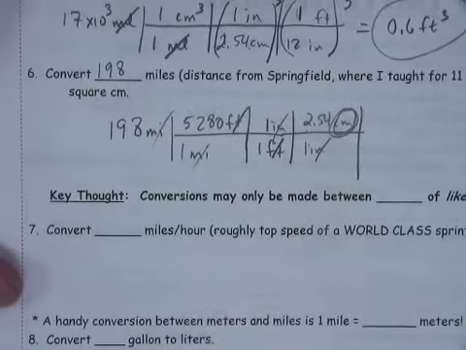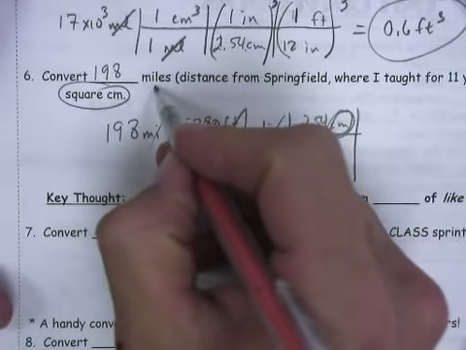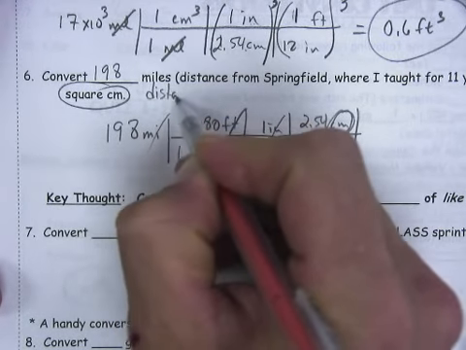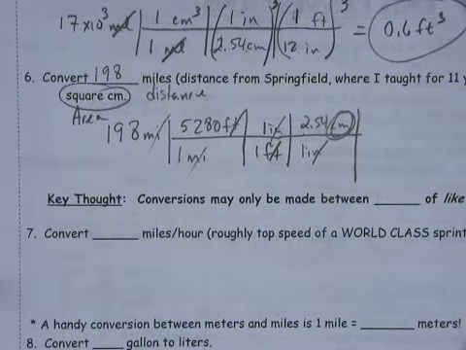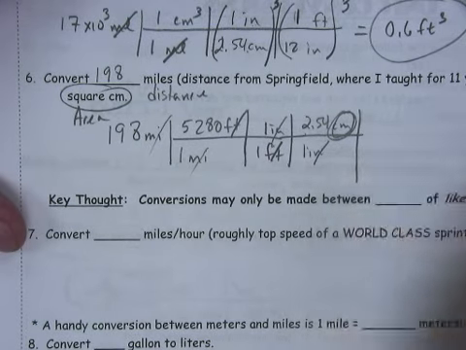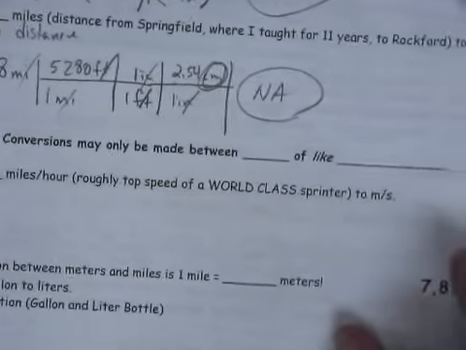But the question actually asks for square centimeters, which means we got a problem, and the problem is significant. This problem cannot be done, and here's the reason. Miles is a measure of distance, and square centimeters is a measurement of area. We cannot go from one dimension to another unless we have a conversion between the two, and we don't have one in this case. So there is no answer to this problem, which leads us into the key thought.